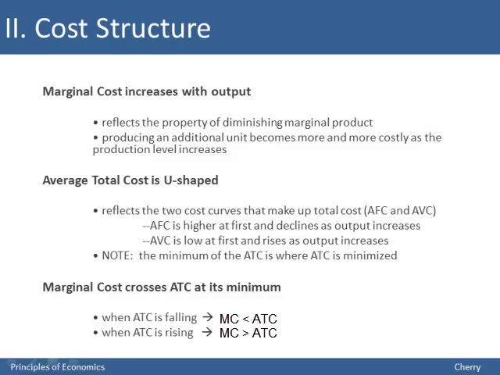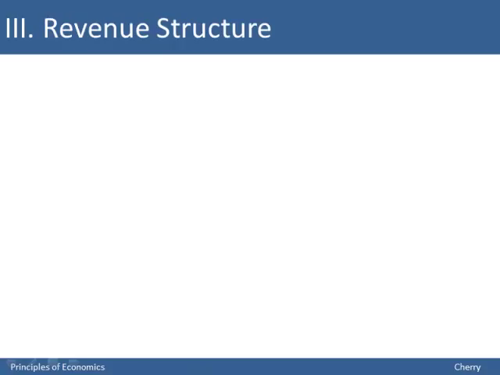If the marginal cost is greater than the average, then it's going to pull that average up, right? If the marginal cost is less than the average, it's going to pull that average down, right? And so that's why it's going to cross at its minimum point, because the marginal cost is going to switch at that point from pulling the average down to pulling it up. So that's the end of the cost structure.